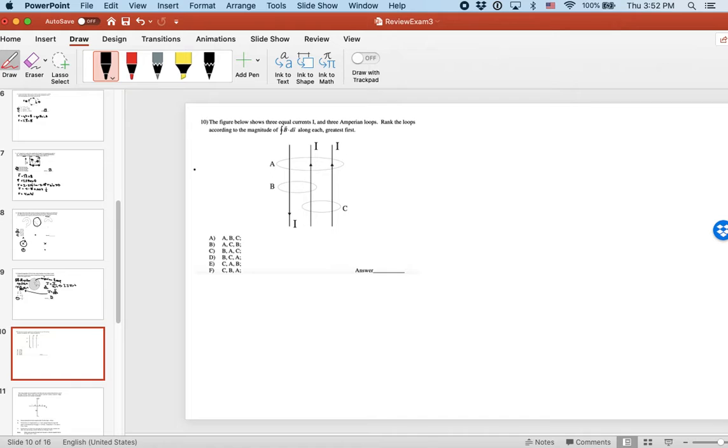Okay, so in this problem, the figure below shows three equal currents and three Amperian loops. Rank the loops according to the magnitude of B·ds along each, greatest first. Notice that, again, you're not looking for the B field. You're looking for the B·ds. So you're looking for mu naught I, right? So remember that B·ds is equal to mu naught I enclosed.